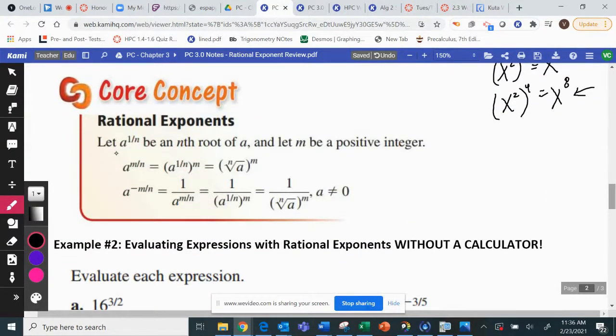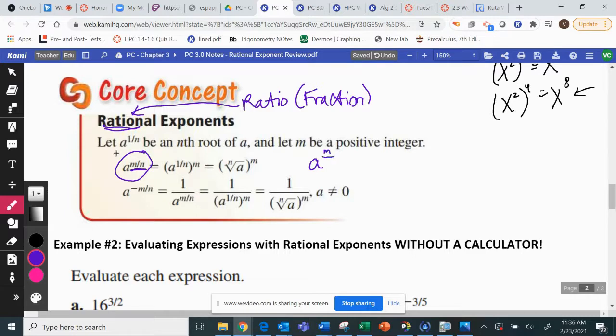Okay, rational exponents are when we have an exponent that is a fraction. Rational means fraction. It's got the word ratio in it. And so a to the m over n, I'm going to write that because I hate when that fraction bar is written almost vertical like that. a to the m over n is the same thing as a to the 1 over n, and then that raised to the m power.